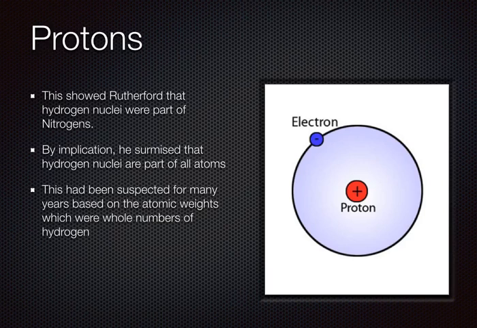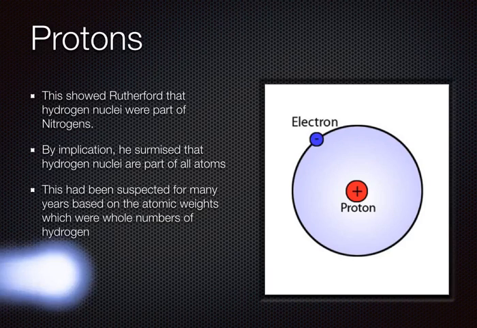So all the positive charge, therefore, had to be concentrated in a tightly packed ball, or nucleus. The rest of the atom was mostly empty space. 99% of the mass of the atom is held in the nucleus.